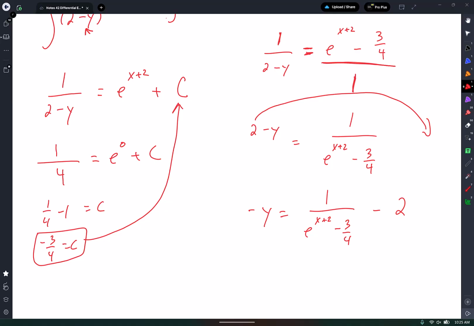Are we still okay? And I'll slow down. Yeah, I'm slowing down. How do I get rid of that negative y? Change the polarities, divide by -1, multiply by -1, however your teacher taught you. So here it is. y equals, change the polarities of everything on the right-hand side. 2, I'm putting that on the front, minus 1 over e to the x plus 2 minus 3/4. I'm assuming that's the answer they got.